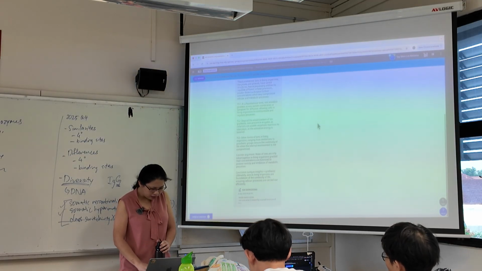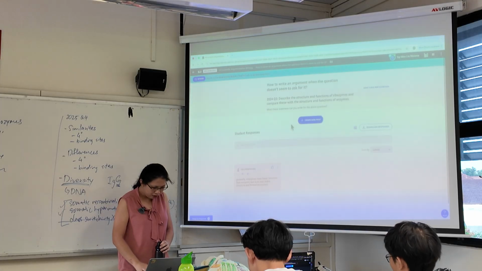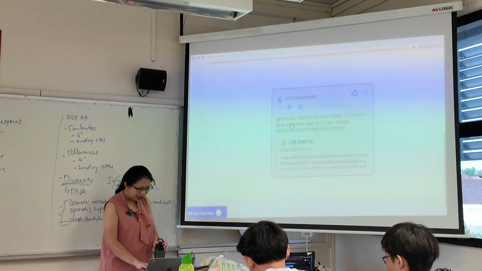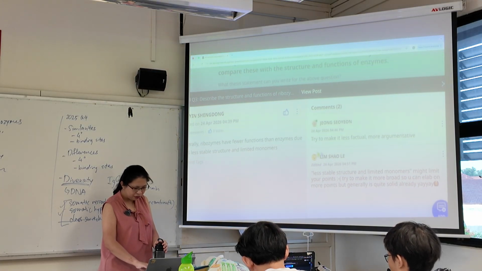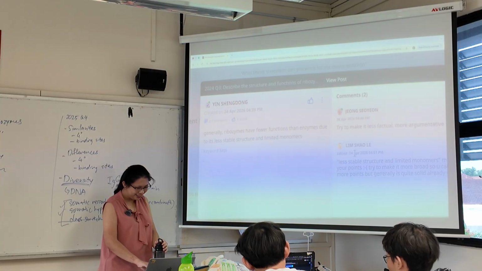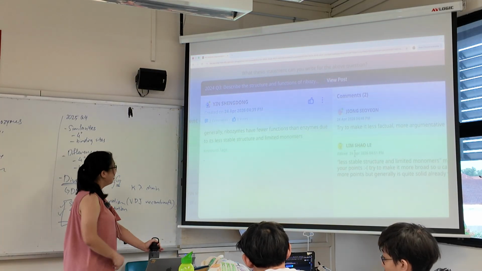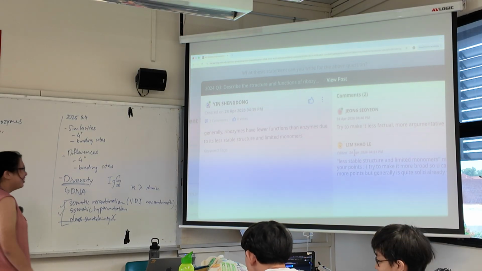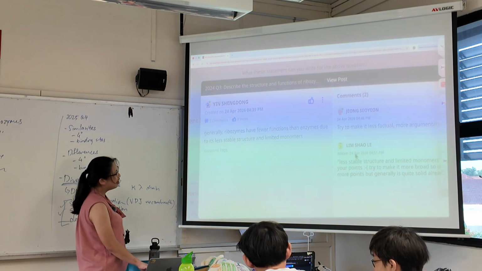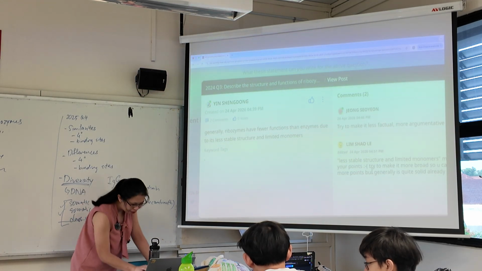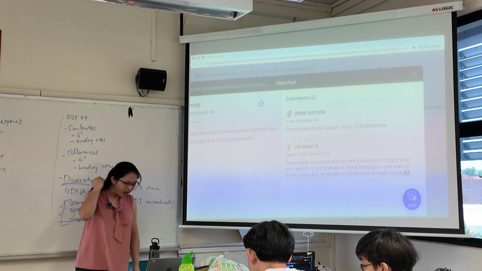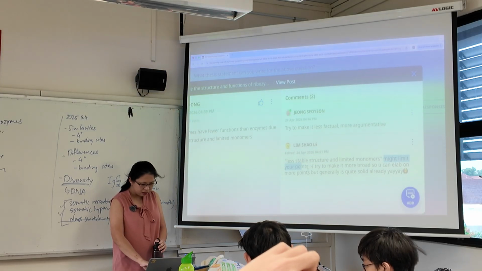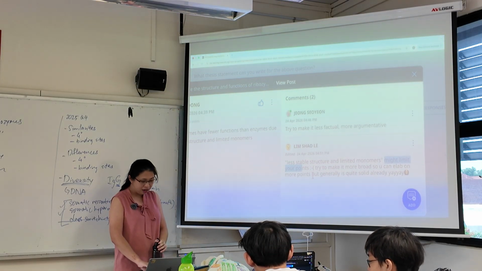Okay, that's the ions. Then for comparison of ribozymes and enzymes, it's quite good already. No, it's good already. No, it's the second one. Second one, oops. What about the second one? Less stable structure, limited monomers might limit your points. That's true, it might limit your points.